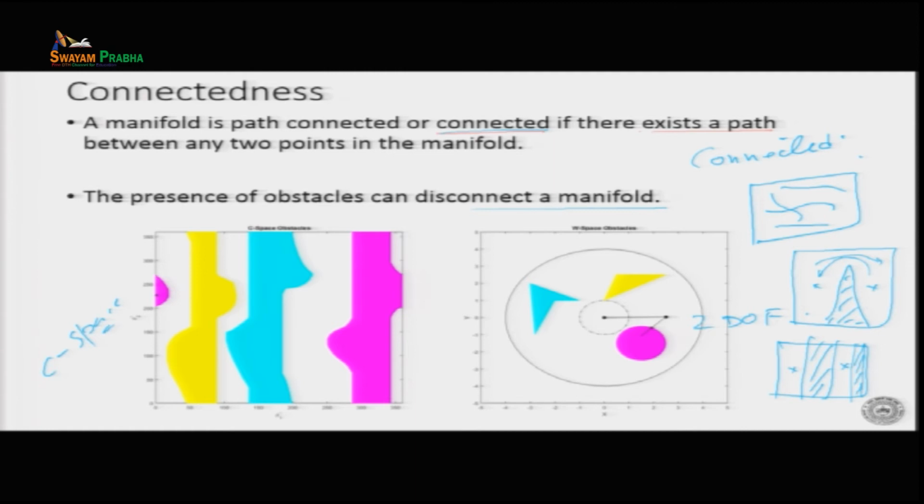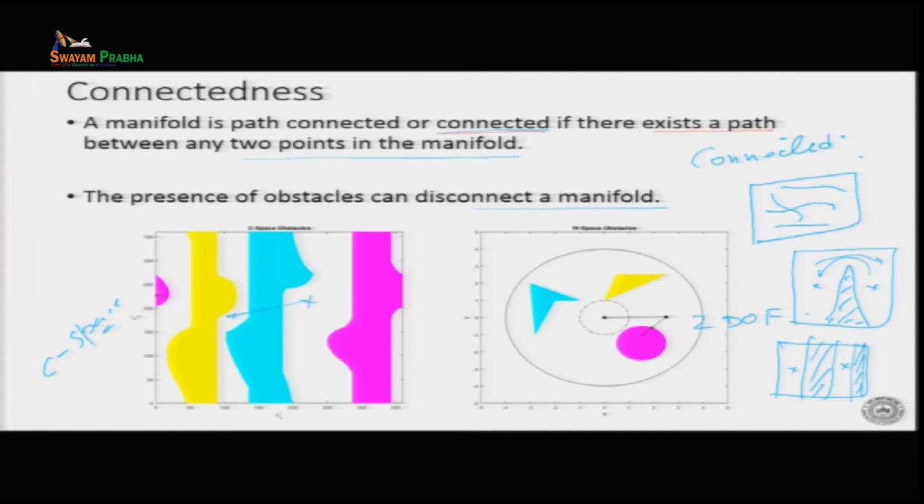So, a manifold which is a C space is path connected if there exists a path between any 2 points on the manifold. If there does not exist a path, then it is not connected. This is very important in path planning, because you cannot have a path between 2 points which are in non-connected spaces. For example, this part and this part are not connected, so you cannot have a path like that. To have a path, the space must be connected.